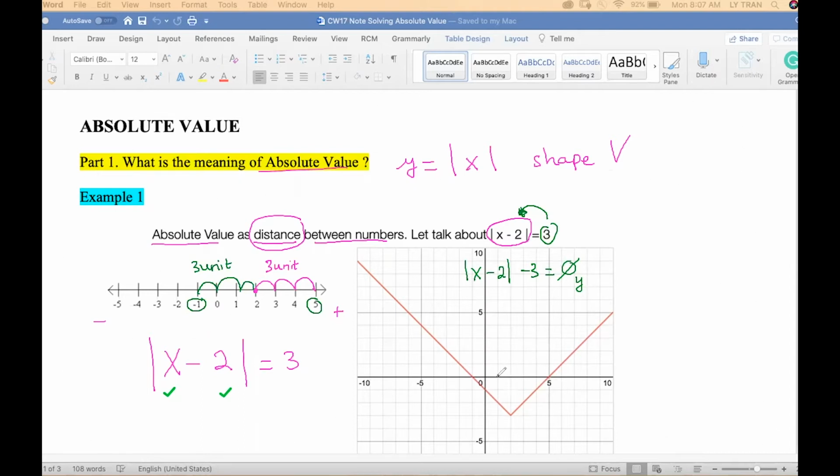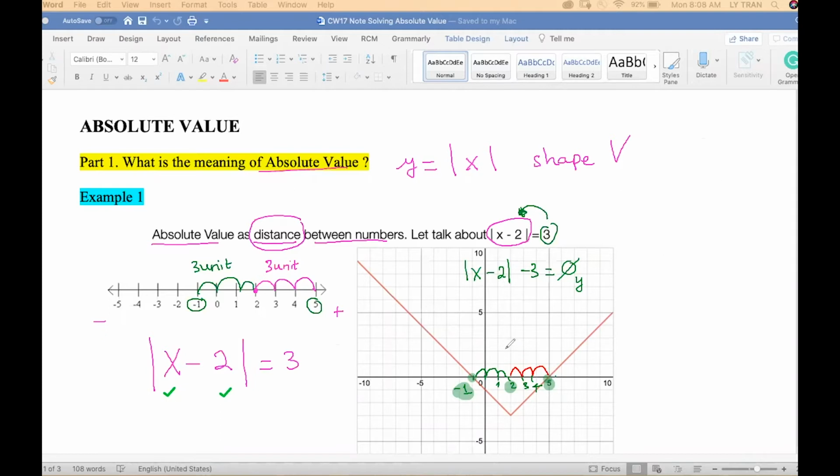So to take a look again, we have 0, 1, 2, 3, 4, 5, okay, 0 and negative 1. As you can see on the graph, you will notice the points away from 2: negative 1, that's the first solution, and then 5, that's another solution. And they are both 3 units away. 1, 2, 3. 3 units away from 2. So that's it, the meaning of absolute value. It's just the distance between two numbers.